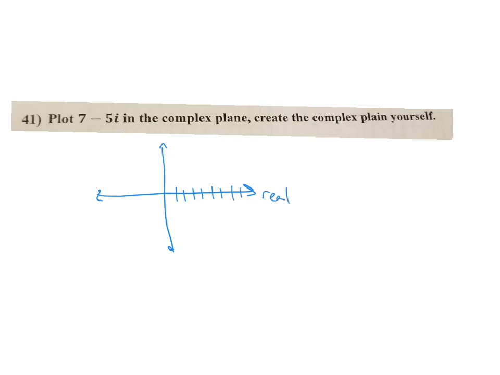So the left and right is real. The up and down is imaginary. Make sure you label these so you don't lose any points for that. So I'm going to write 7 and down 5. So that's 7 minus 5i right there. That's it.